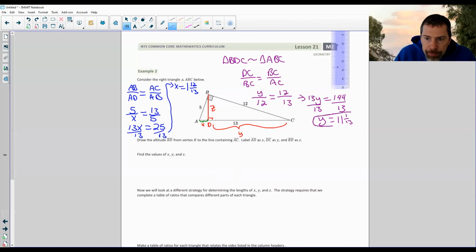So here's y. And it is the same as 13 minus x. So here's x. Okay, now we need to find z, which is right here, the altitude.